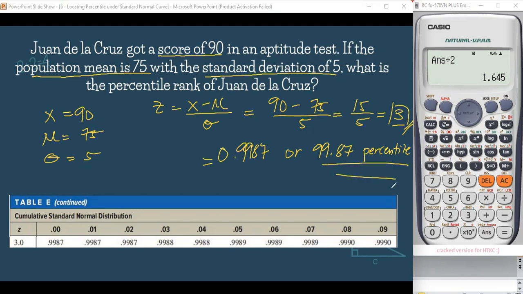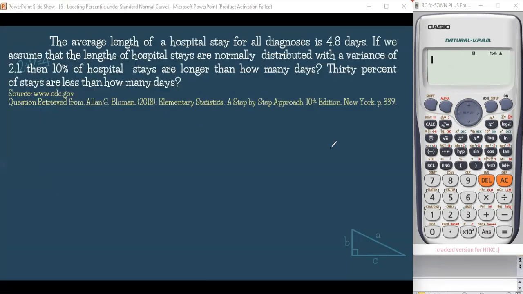So, this is our final answer. Ibig sabihin po, yun pong 0.13. Kabilang po si Juan de la Cruz sa upper 0.13. So, sobrang galing ni Juan de la Cruz. Yun pong 99.87, yun po yung population na natalo ni Juan de la Cruz.